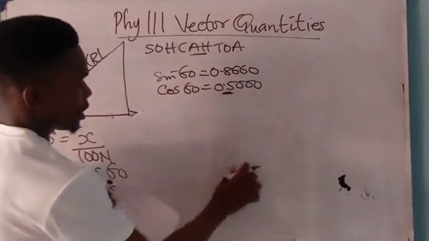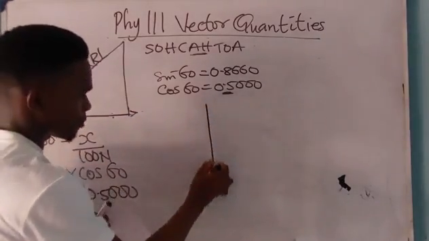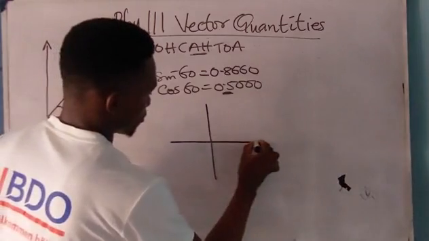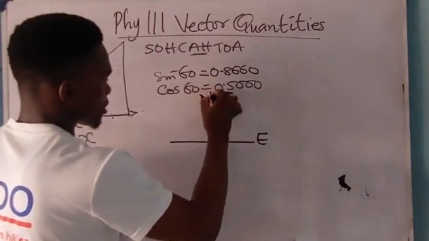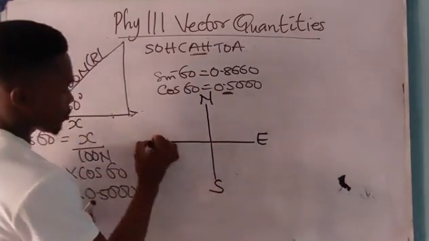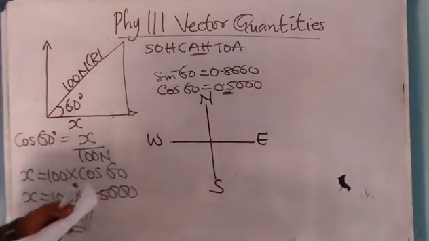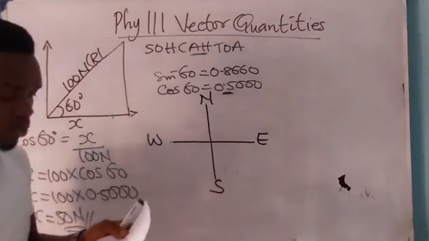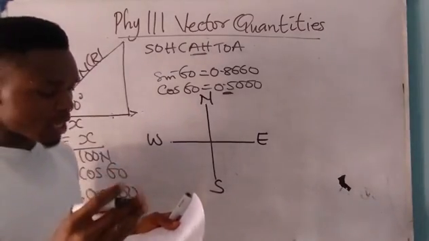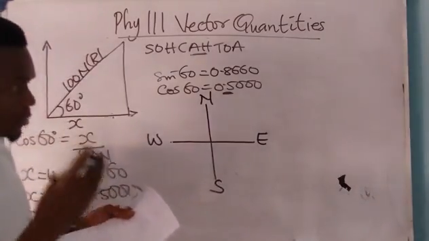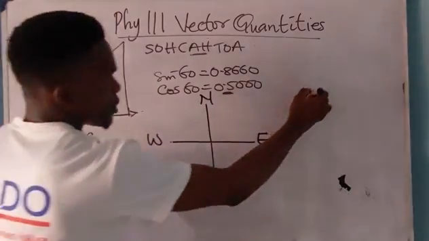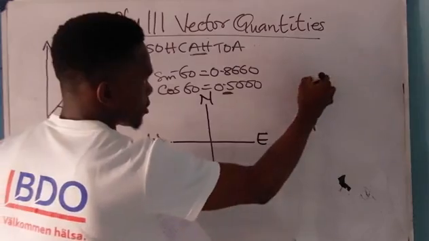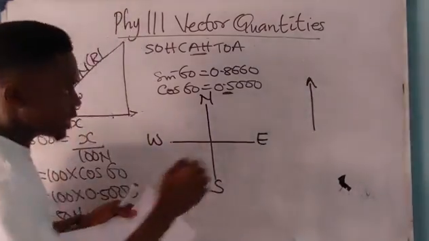Okay, a lorry. I have this as east, this is north, this is south, and this is west. They said a lorry travels 10 kilometers northwards. So I'll do north like this, north up. That is going up 10 kilometers.